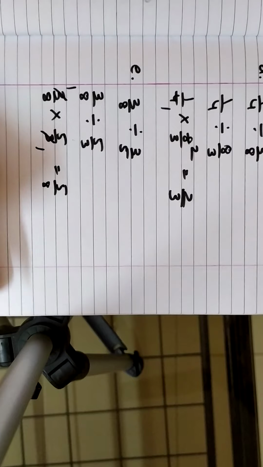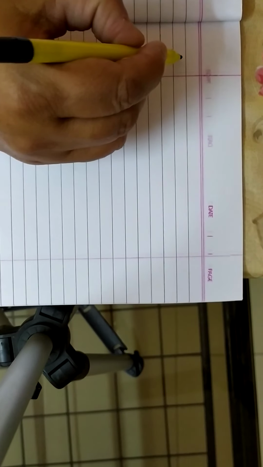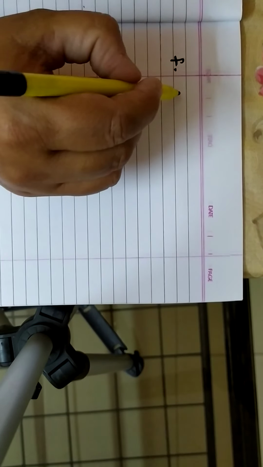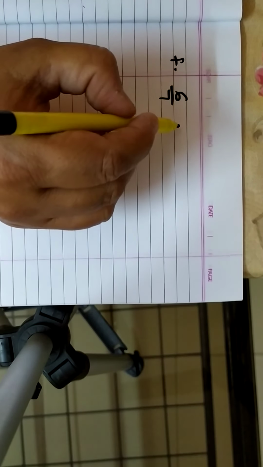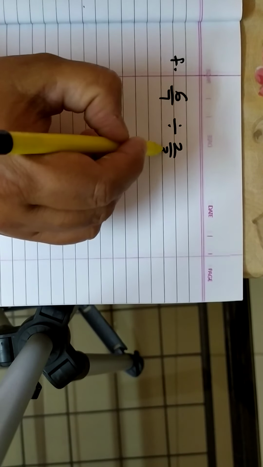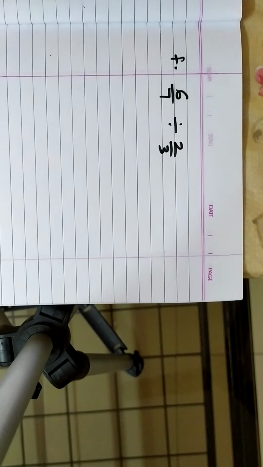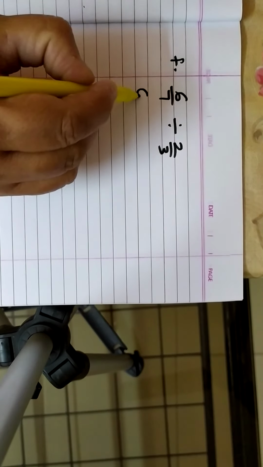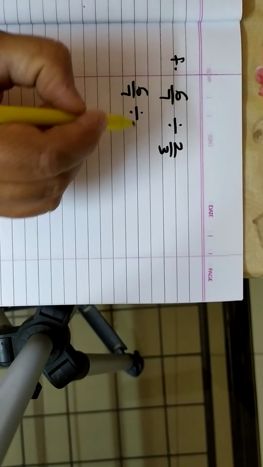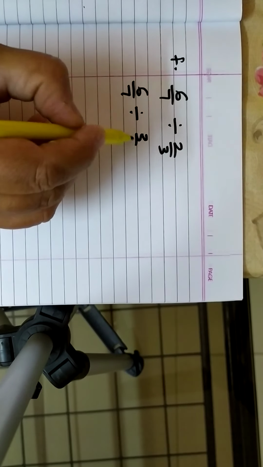Now coming to question number 3F. 6 upon 7 divided by 2 upon 3. The reciprocal is 3 upon 2.